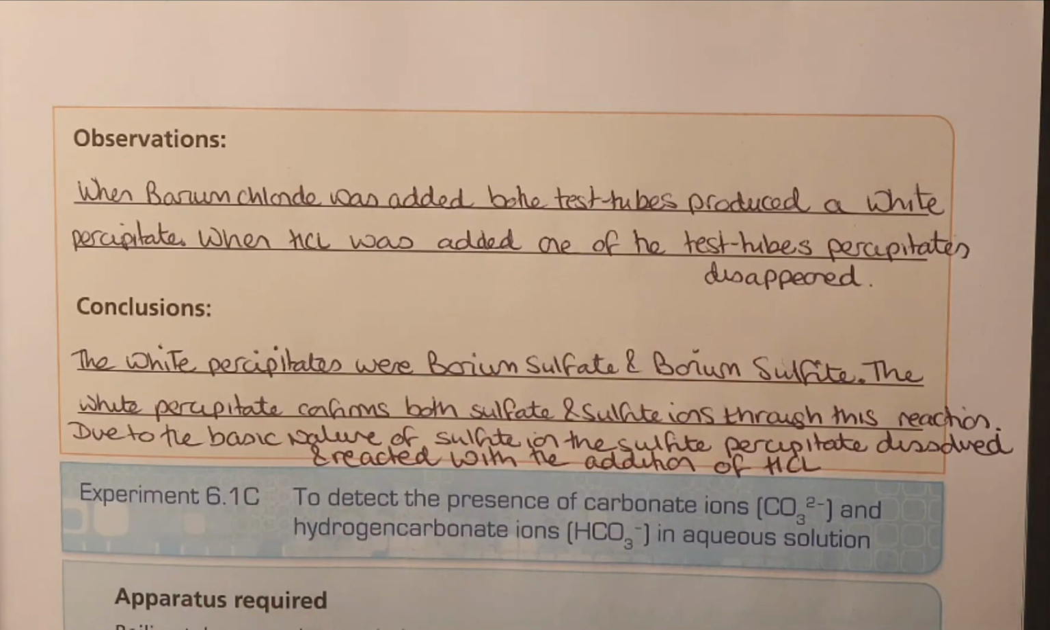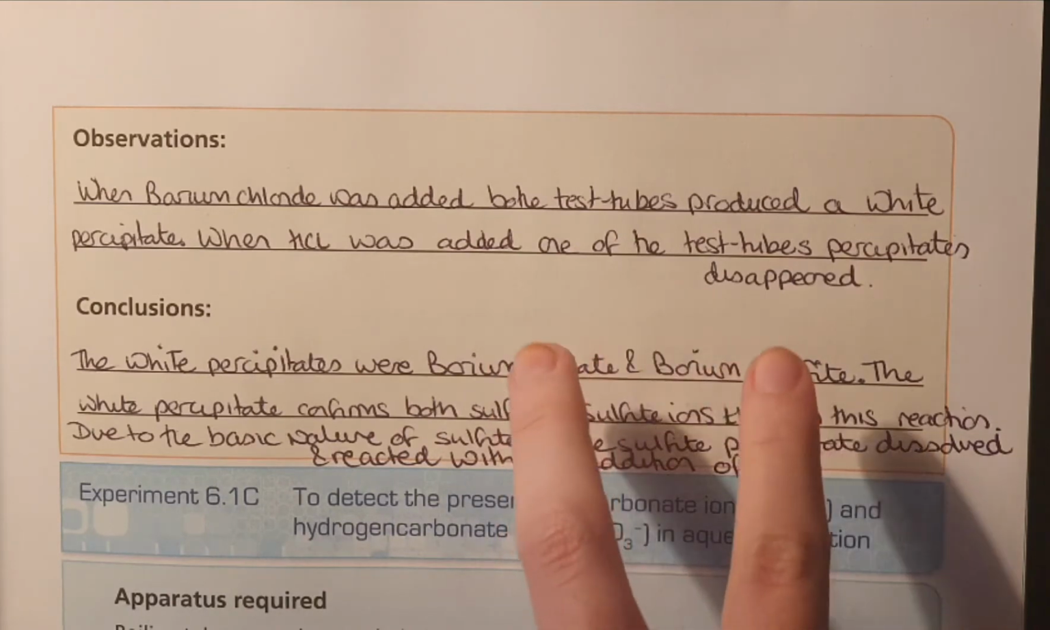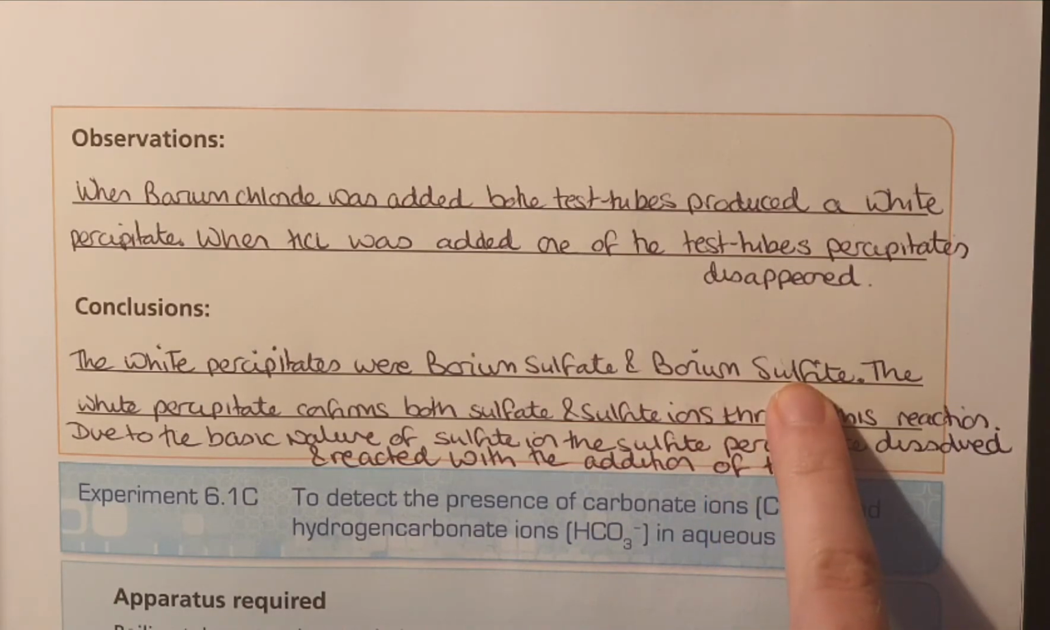So the fact that the white precipitate was there, that confirms that there are sulfate and sulfite ions in both of them. But now we need to distinguish between which one's the sulfate ion and which one is the sulfite ion. To do that, we added in some hydrochloric acid. When we added in the hydrochloric acid, we saw that one of the precipitates disappeared. So it reacted with the HCl and dissolved into the solution. The one test tube that did that contained the barium sulfite.